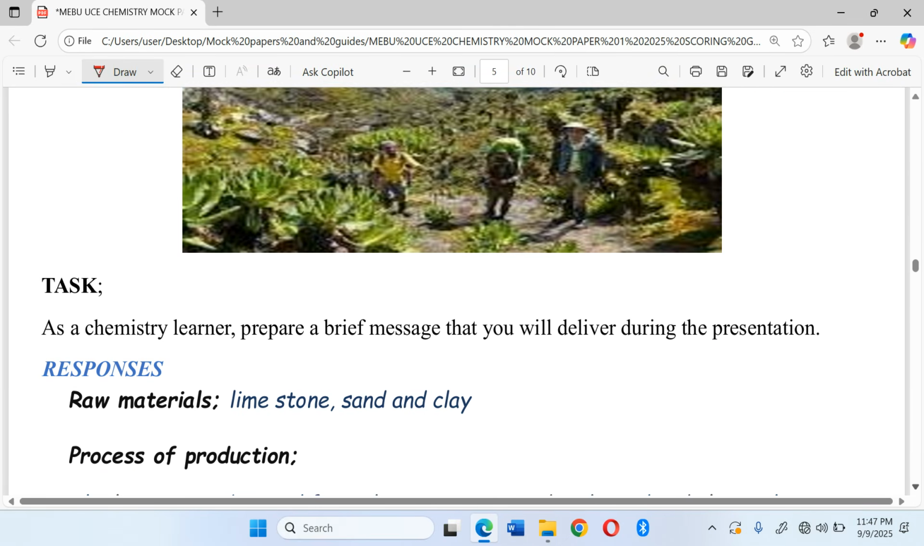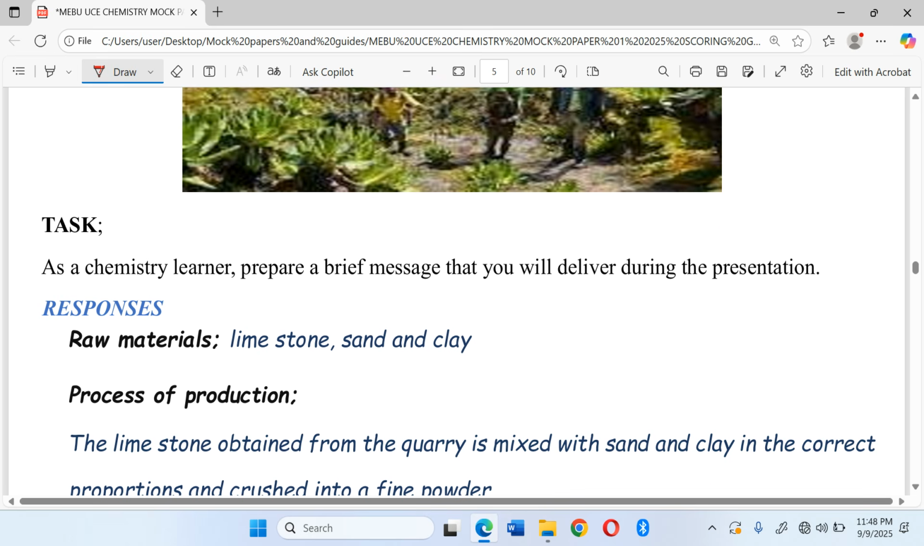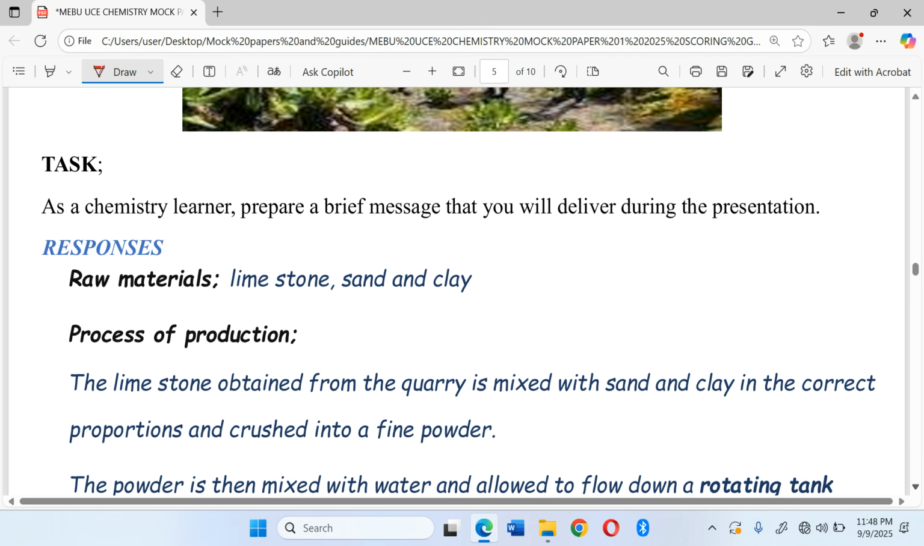Yeah, so that is the picture. The task is saying, as a chemistry learner, prepare a brief message that you will deliver during the presentation. So in this case, what are we producing? We are producing cement. So we need to identify the raw materials. So this is the raw material.